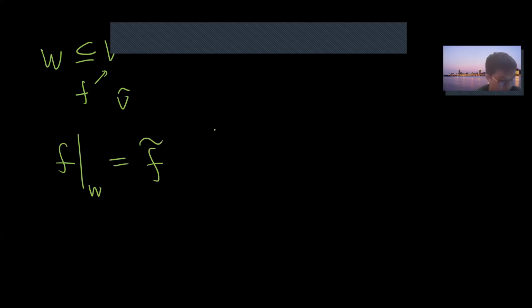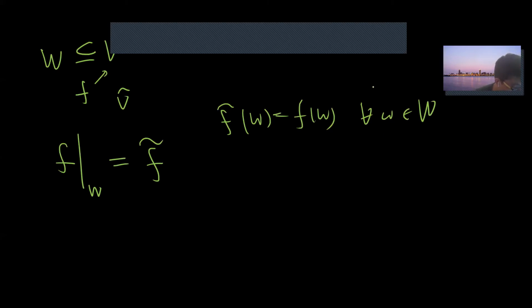So if W is a subspace of V, and V is finite dimensional, then for each f defined on V, right, you can restrict f to W. Basically, you can restrict it to W, defining f tilde such that f tilde of w is just f(w), for all w in W. Okay, so this is a definition.